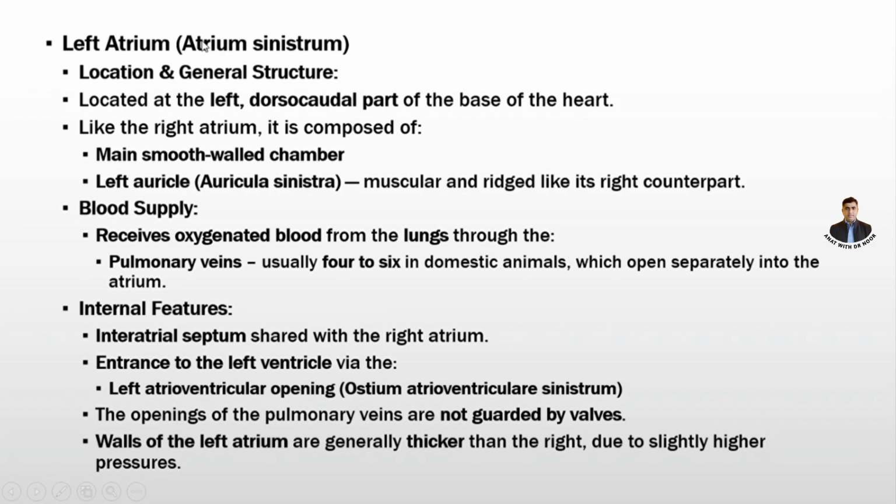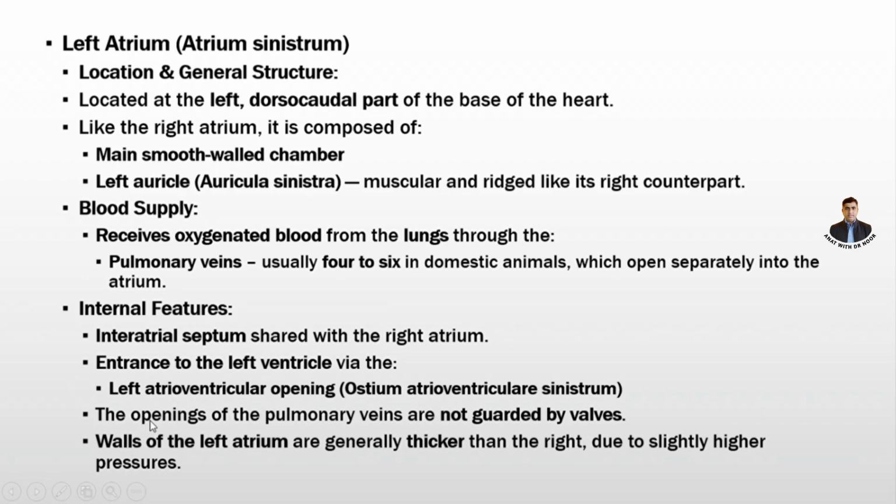Blood supply. As we know, the left side of the heart contains oxygenated blood, so it receives the oxygenated blood from the lungs through the pulmonary veins, usually 4 to 6 in domestic animals, which open separately into the atrium. Internal features: interatrial septum shared with the right atrium. It enters the left ventricle via the left atrioventricular opening.